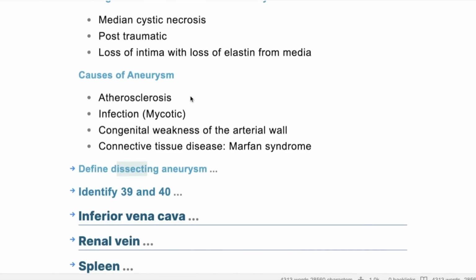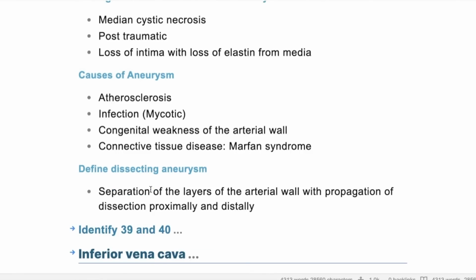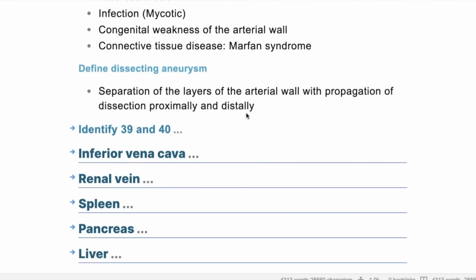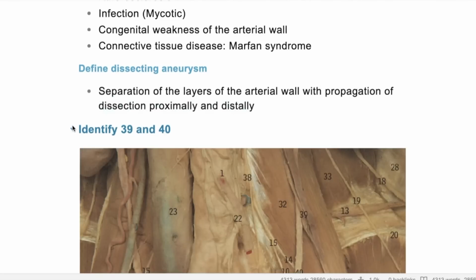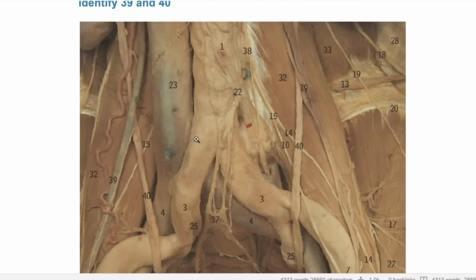So the difference between a true aneurysm and a pseudo aneurysm: true aneurysm is weakness of the three layers of the artery, but pseudoaneurysm is actually just an injury to the endothelium with tracking of the blood. All right. So separation of the layers of the arteriole with propagation of dissection may be proximal and distal. All right, that's fine. Can you identify number 39 here?